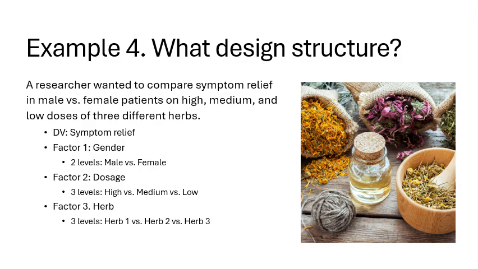So you have to draw a little bit of inference as you name the variables that are capturing certain categories. And so this is a 2 by 3 by 3 ANOVA, and it's also a 3-way ANOVA because we have 3 factors. Of course, we would have 18 possible combinations if we ran a study like this.